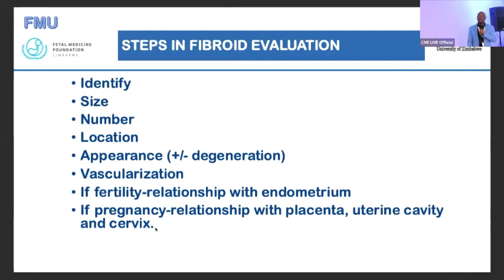What are the steps that we follow? First, you want to identify the fibroid, measure the size of each fibroid that you note, its location, and the number of fibroids. Look at the appearance of the fibroids. Is there any evidence of degeneration? We look at vascularization. We cannot emphasize this one enough because we also want to make sure there's no chance of malignancy.